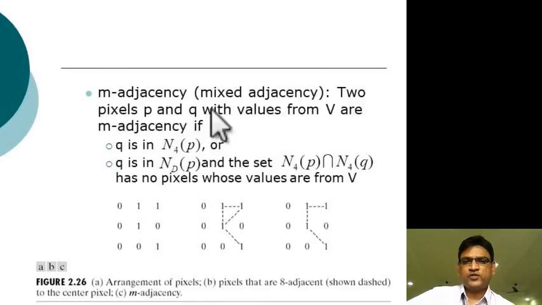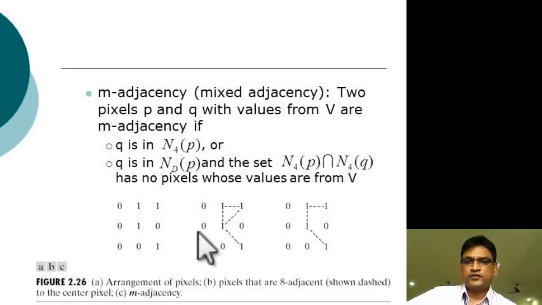And for m adjacency, which we call mixed adjacency, these are the conditions: q must be in N4 of p, that is a four neighbor, or q must be in the diagonal neighbors of p and the intersection of the four neighborhoods should be null. Null in the sense there should be no common pixels between the four neighborhood of p and the four neighborhood of q.